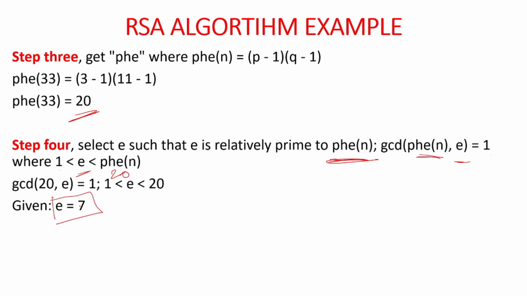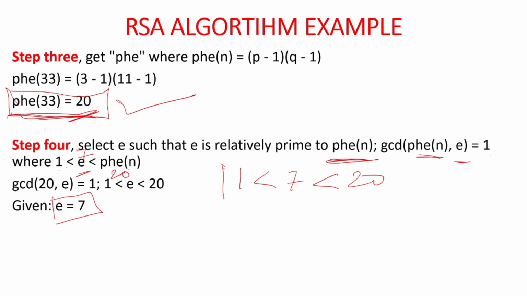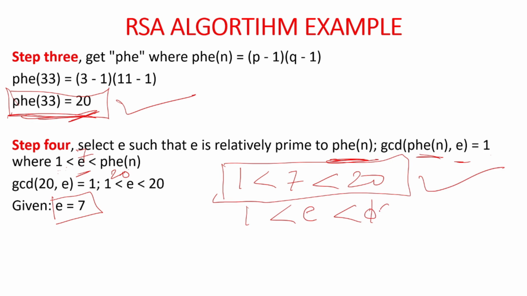First check, is E satisfying the condition? Is E greater than 1? Yes, 7 is greater than 1. And is E less than phi of n? Phi of n is 20, we have got it from the earlier step. So is E less than 20? Yes, 7 is less than 20. We know 7 is greater than 1 and less than 20. So the condition is correct: 1 is less than E and E is less than phi of n.